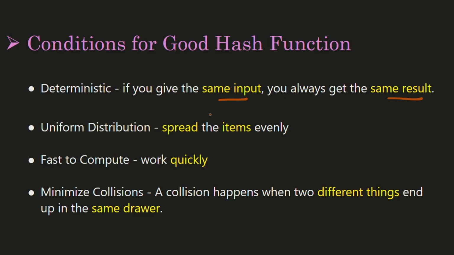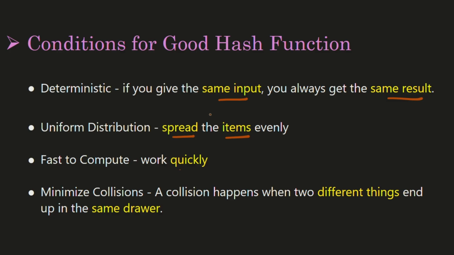Second is, there should be uniform distribution, which means it should spread the items evenly in all drawers. Imagine if all student files went into the first drawer only. It would be a mess. We want to avoid overcrowding and use all the drawers properly.